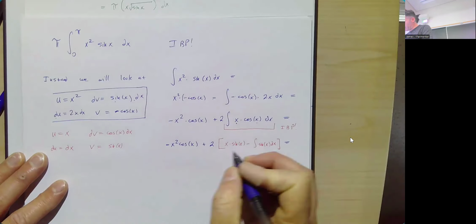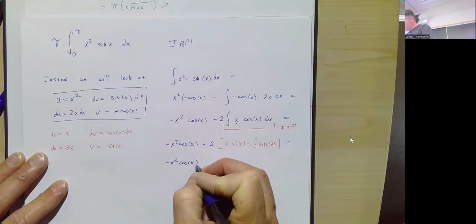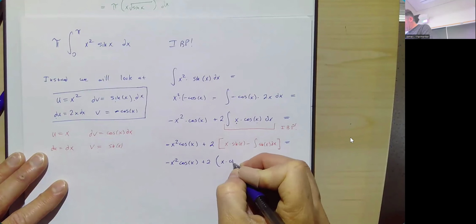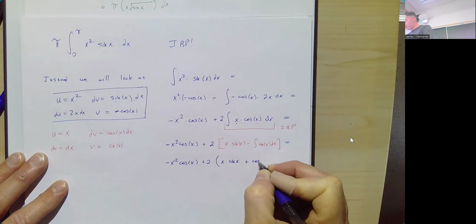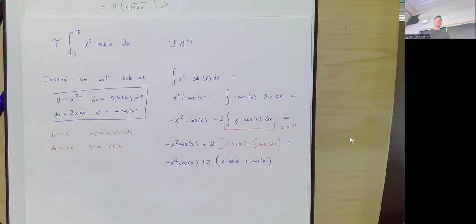So rewriting this, let's do this in 2 steps. We're going to get negative x squared times cosine of x plus 2 times the entire quantity, x times sine of x minus negative cosine, which is plus cosine of x. I don't need to write a plus c here because this is just my own side work that I'm doing for the purposes of a definite integral. I could write plus c, it wouldn't be wrong, but it's not necessary here.